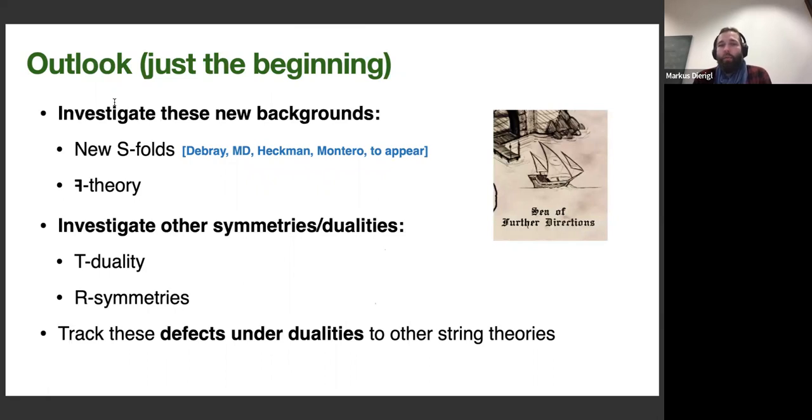One I already told you about is this new type of S-folds that are related by different choice of spin Z8 structure that we're studying at the moment, and there are these reverse F-theory models. And of course, it would be very interesting to apply these things to other types of dualities, like T-duality, R-symmetries, and revisit those dualities. Another thing that would be very interesting, and we're just at the beginning to explore, is to take all those defects that you needed to include in type 2B and trace them through the whole duality web and see what becomes of them in type 2A, M-theory, heterotic, and so on and so forth.